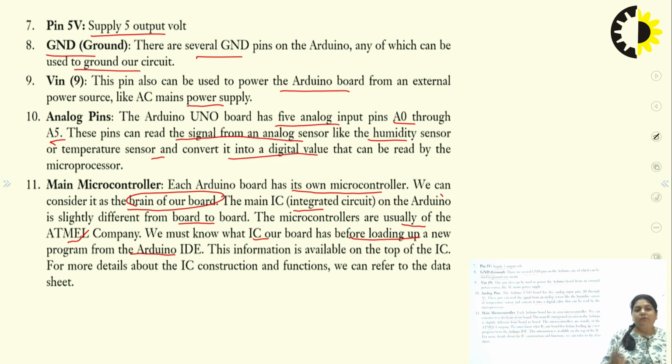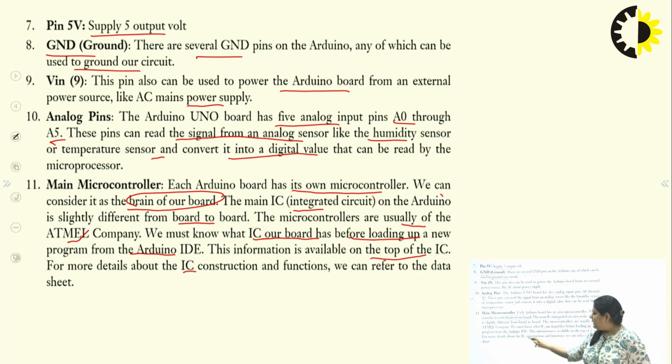That means whenever we program something, make a software or make a program through Arduino IDE, and when we start implementing that program into the Arduino UNO board, the main program that settles is in the microcontroller, that is the IC of our board, the integrated circuit of our board. This information is available on the top of the integrated circuit. For more details about the IC construction and function, we can refer to the data sheet.